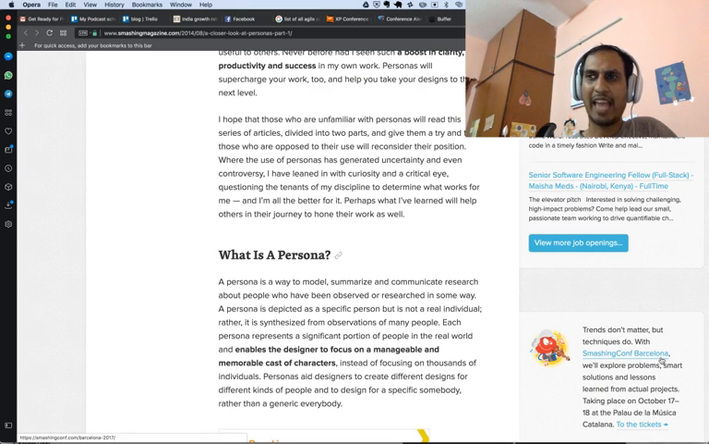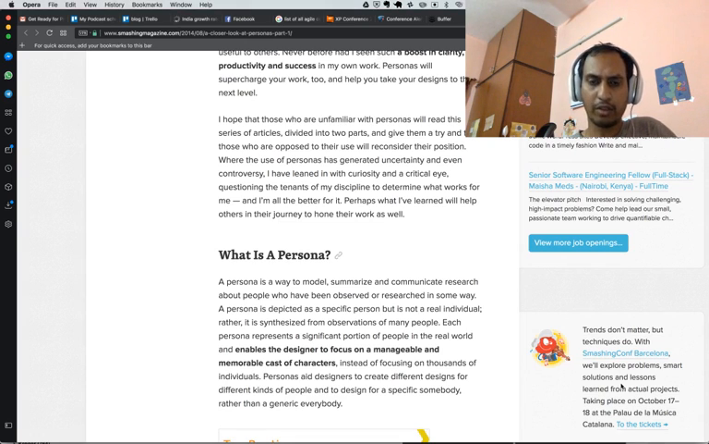It's nothing but the caricature of the user of the systems. That's basically what it is. I'm going to refer to this article from Smashing Magazine. I'll give this link along with this video in the description. You can go and take a look at it. So why do we need a user persona? And what is a user persona?